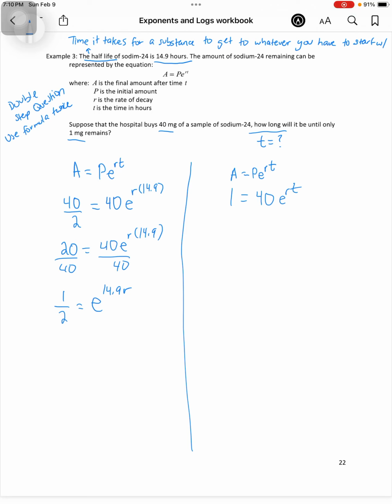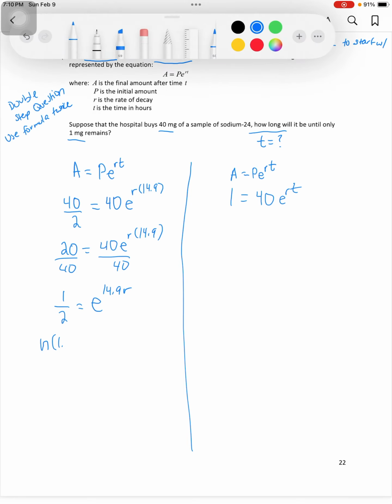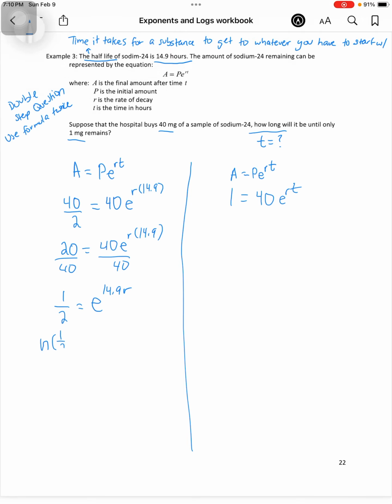14.9r, and then now we're at a stage where we could write the term ln. So again, we see the letter e here, so you write ln, don't write log. So ln 1/2 equals ln e^(14.9r), and ln 1/2 equals, so here we put the 14.9r in the front, but remember, what is ln e equal to? It's equal to 1. So this is just ln 1/2 equals 14.9r.